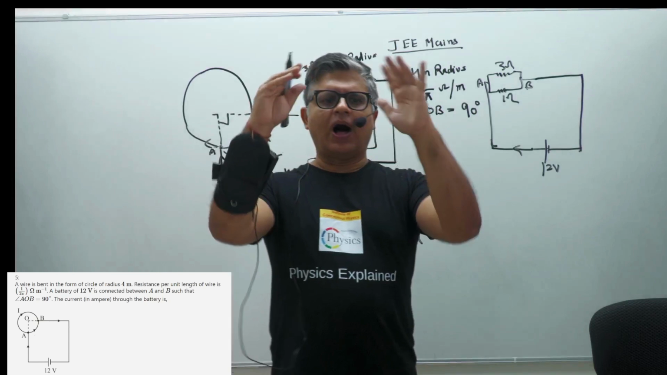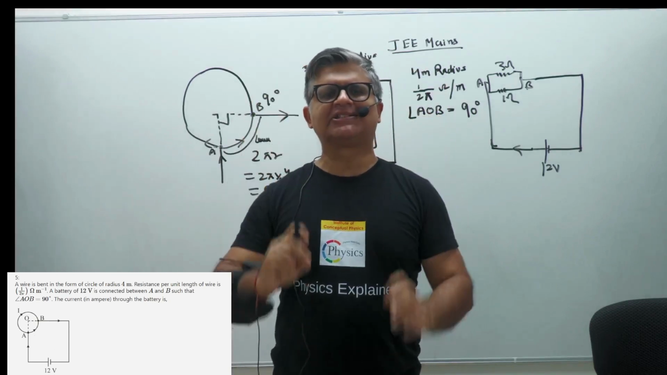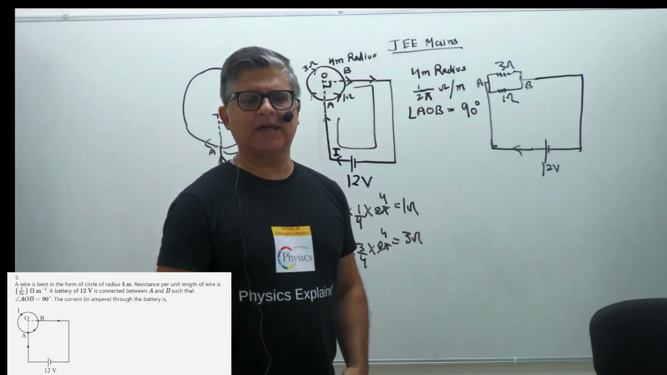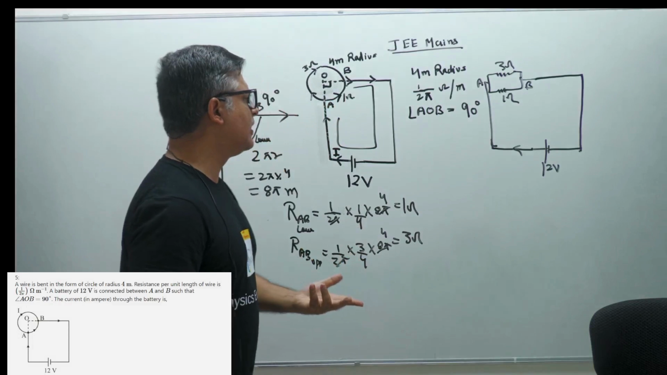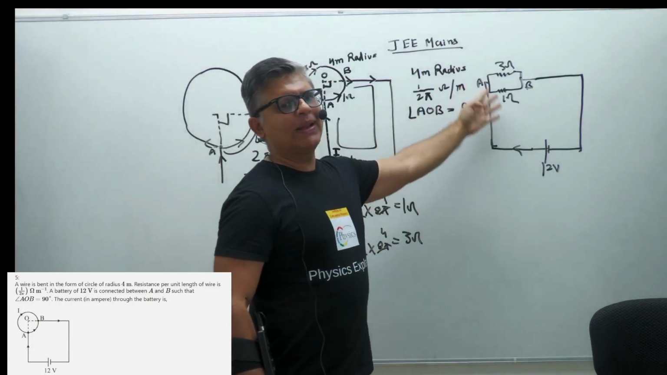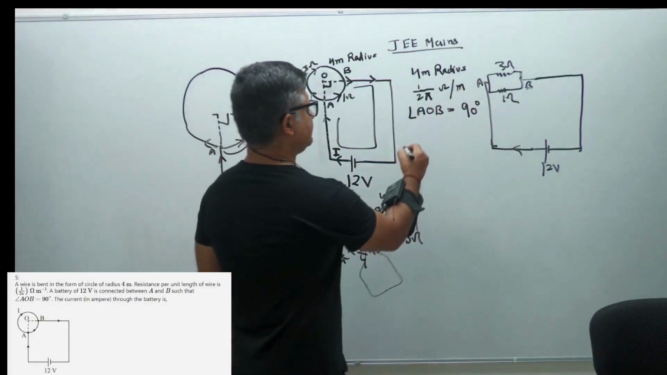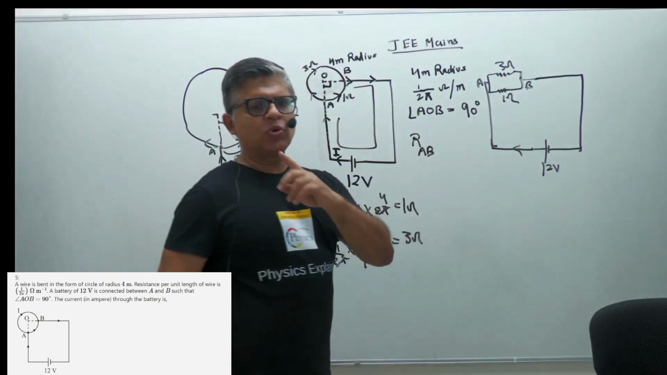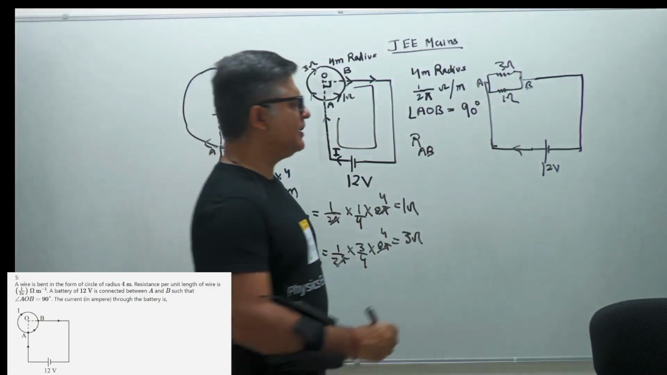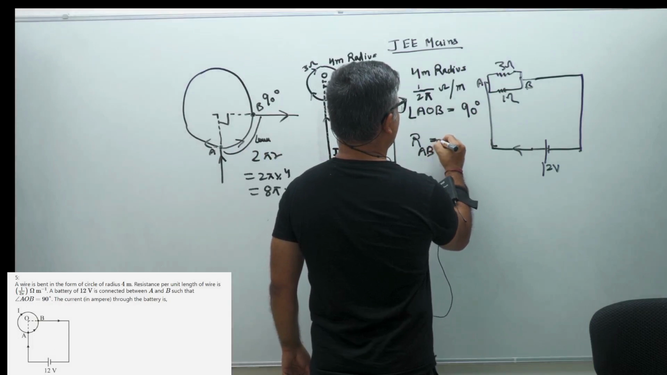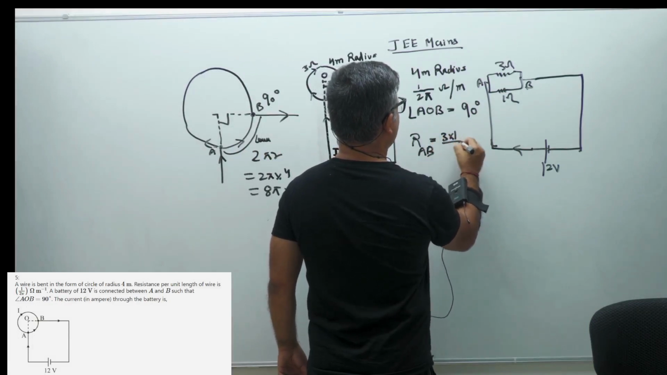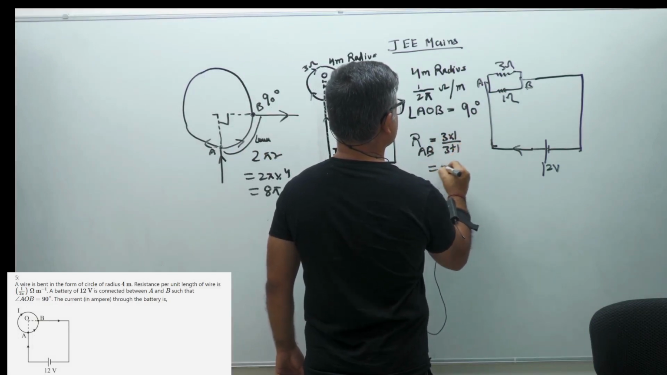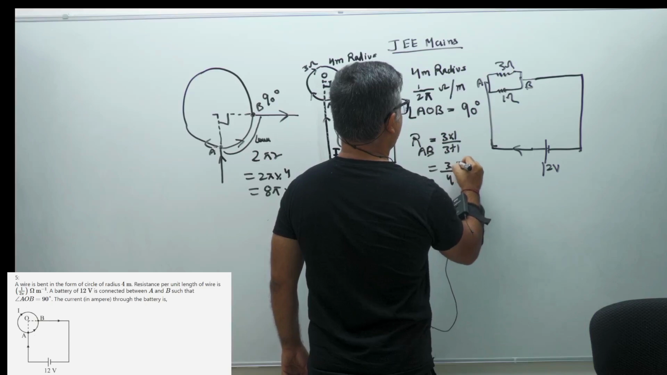Since the two arcs are between the same potential difference, they are in parallel. Okay, that makes our life so simple now. If we find the equivalent resistance between AB, this becomes equal to 3 into 1 upon 3 plus 1, right? So this becomes 3/4 of an ohm.